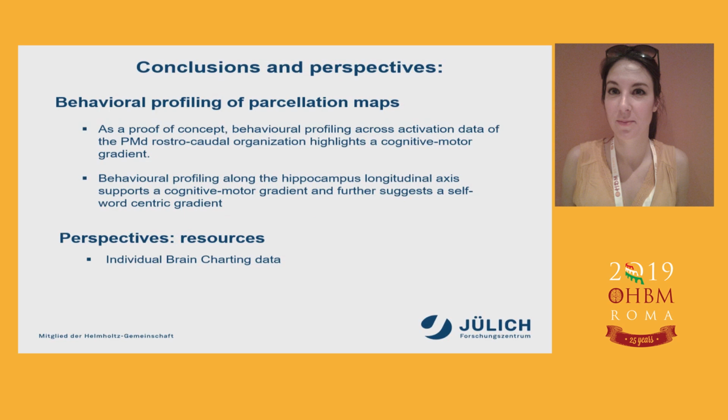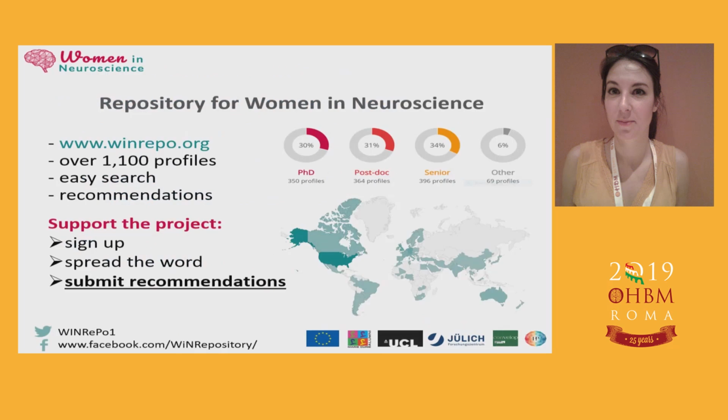Okay, to sum up, I hope I could show you how behavioral profiling of parcellation maps could help us to understand the relationship between aspects of brain organization in terms of gradients and dimensions to behavioral function, and then to infer what it means in terms of how a brain processes information, and the new perspective with the Individual Brain Charting data that we have.